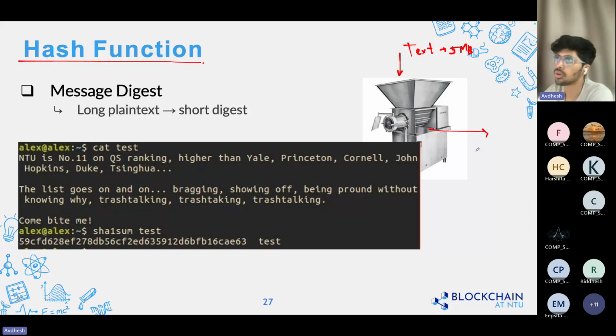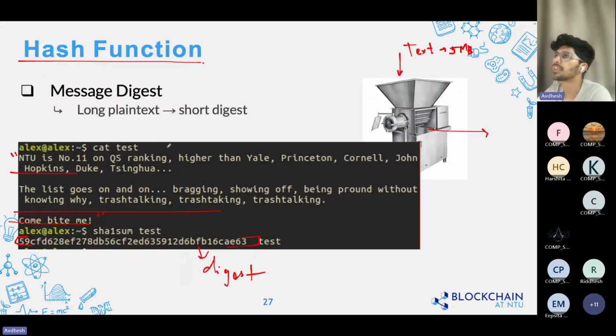It isn't related to anything in the text you provided. So one example that we did is, we sent this whole text to a hash function, and it returned us this string. So this is called a digest. The output is called a digest, and this is the long plain text that we inputted.